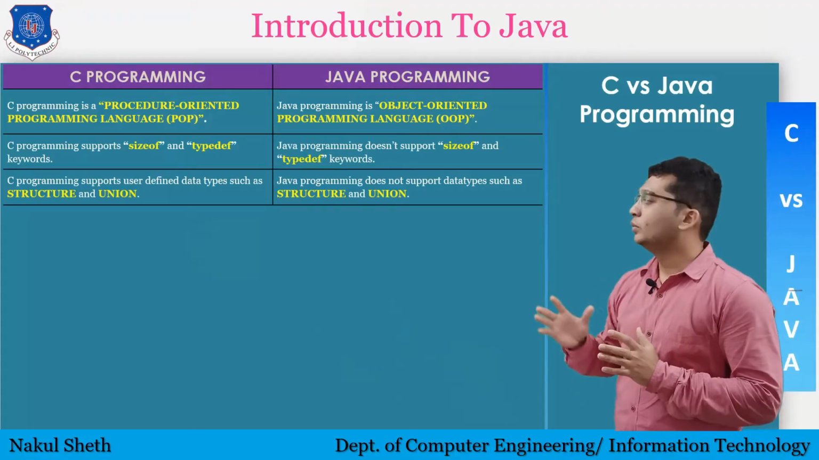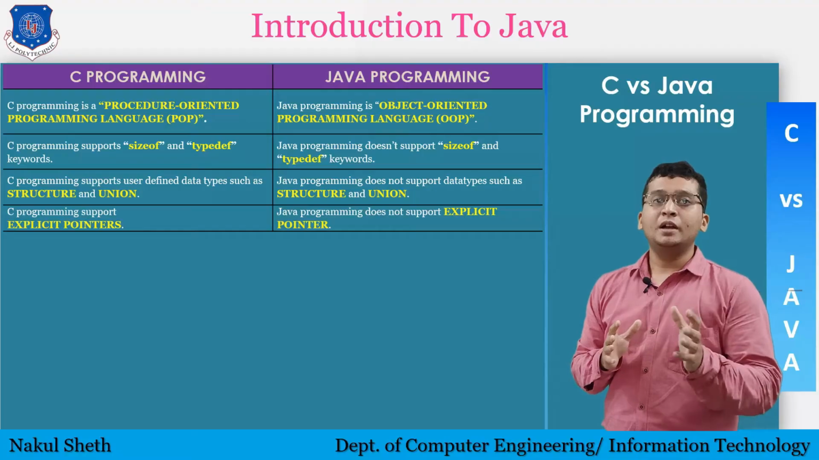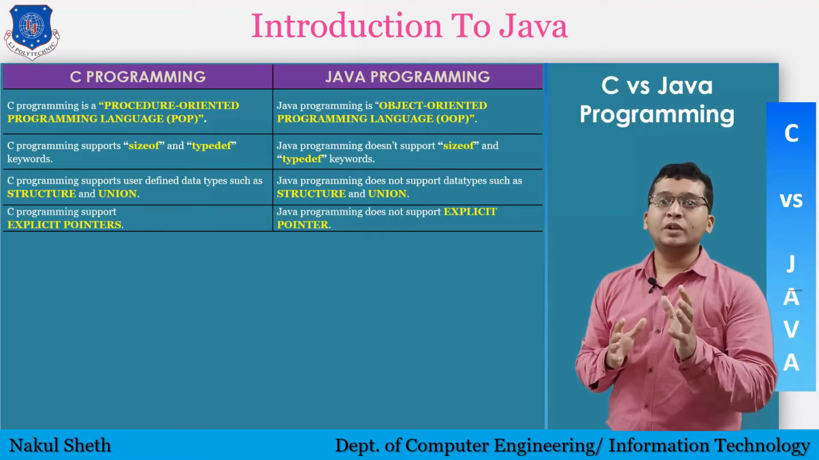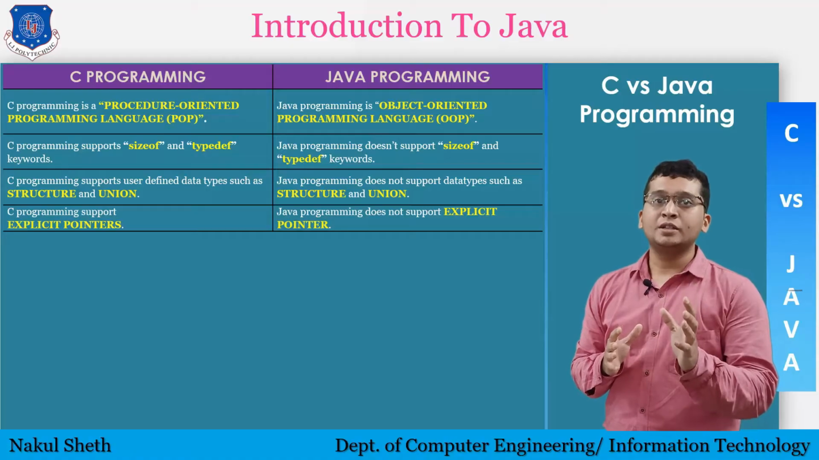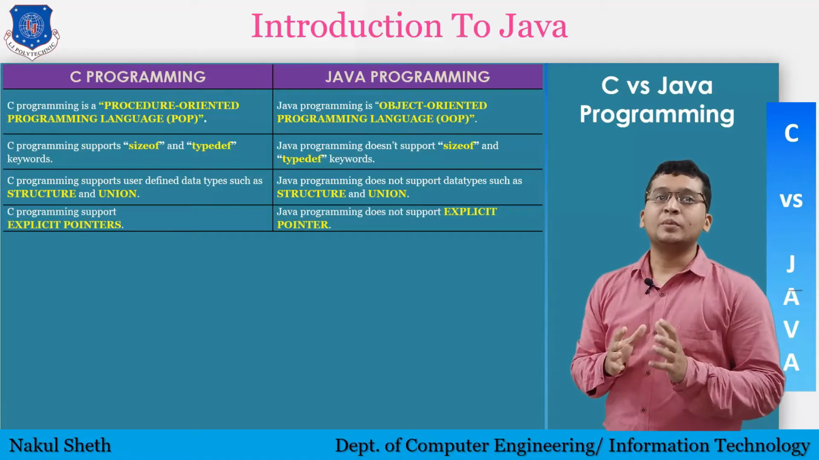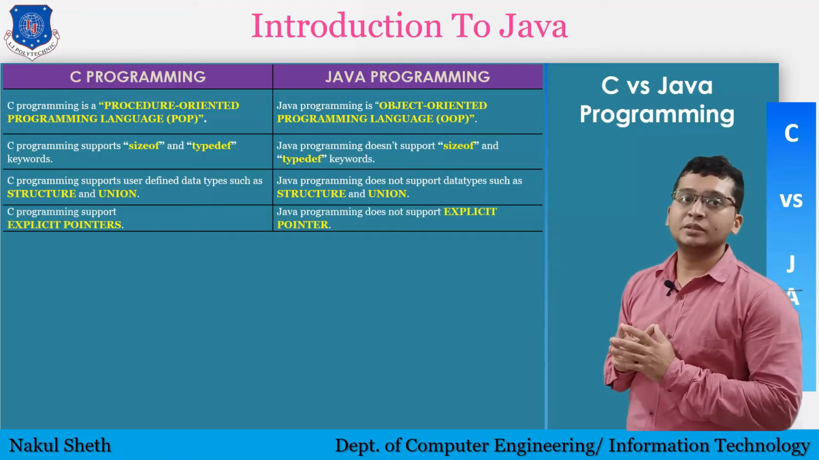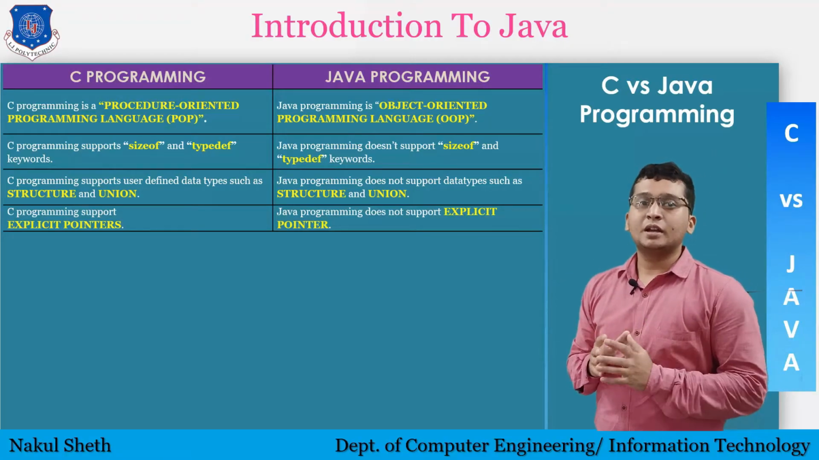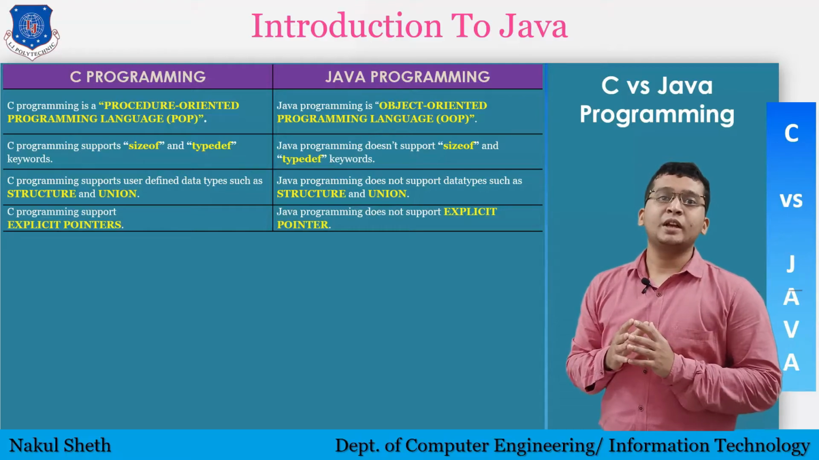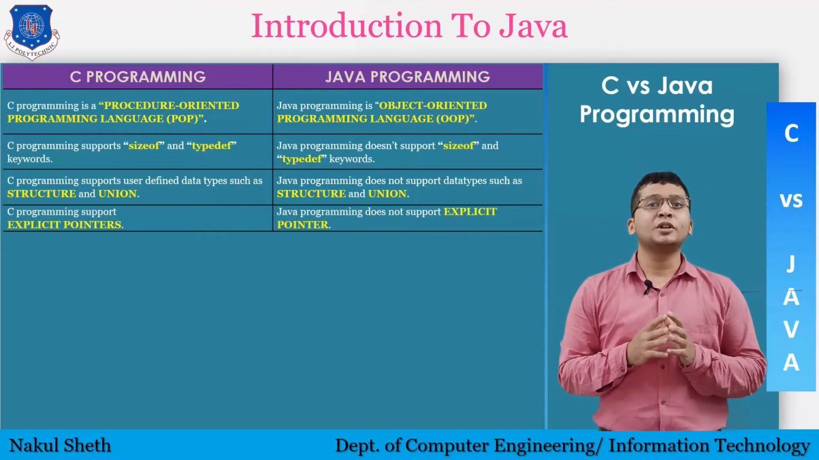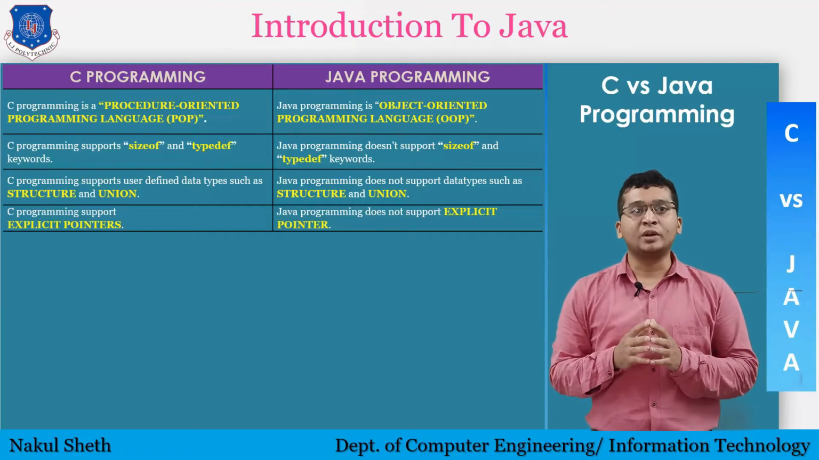Now take a look at the most important difference regarding C versus Java, and that difference is C programming supports explicit pointers, which means we can declare and initialize pointers in our C program. But on the other side Java doesn't support explicit pointers, which means we can't declare and initialize pointers in our Java program. That's why we can say Java is the most secure programming language compared to other object-oriented programming languages.